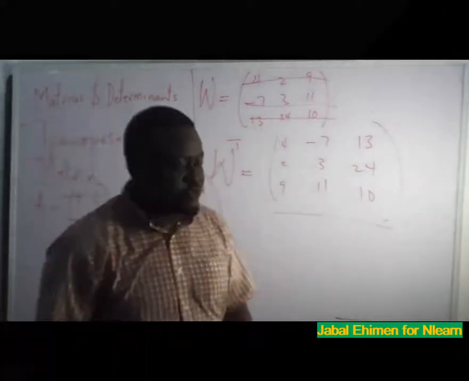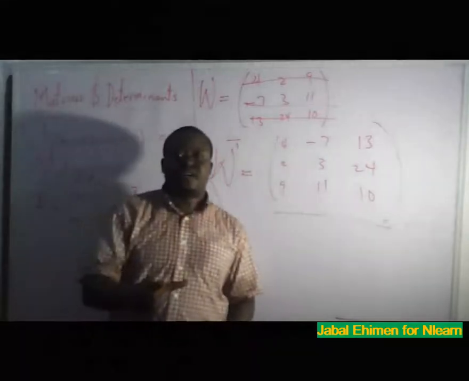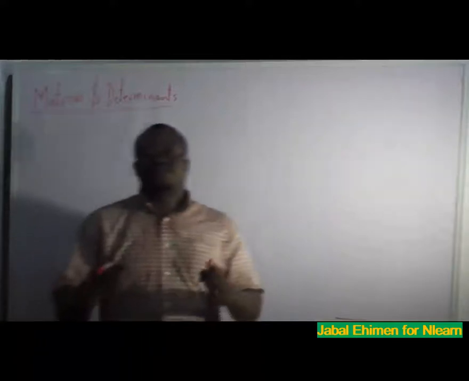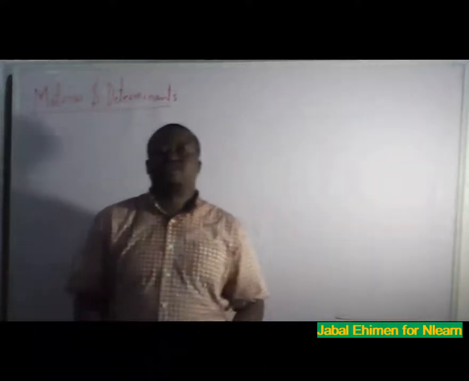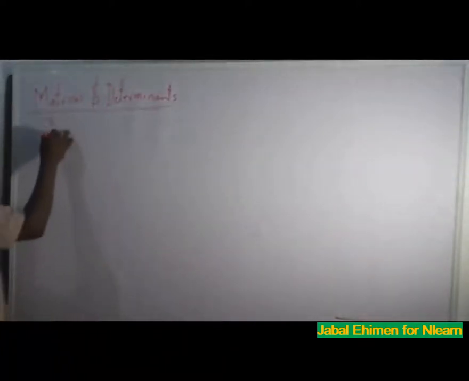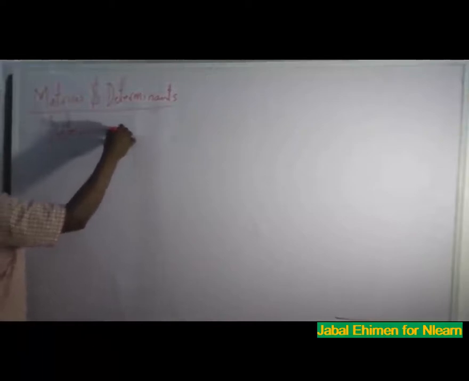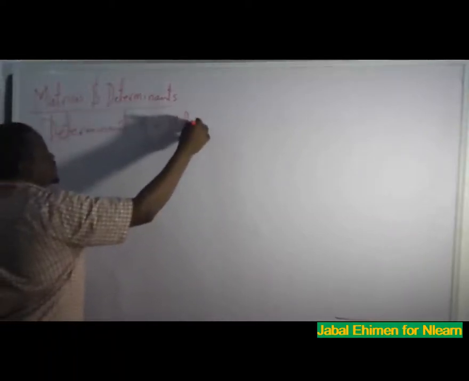And that will be talking about something we call the determinant of a matrix. Now for the determinant of a matrix, let's consider the determinant of a 2 by 2 matrix first of all.